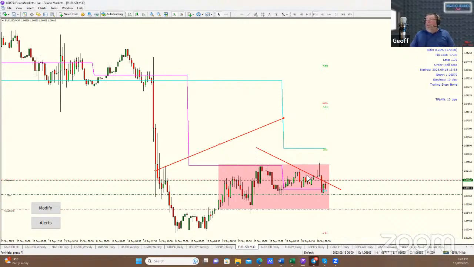Now, we've not only got a rejection of the top of the range, but we've got not a lower high, but a break of former resistance, now support, and a retest of that support, now resistance. Not only that, I've got what I call a double cross of the daily pivot. Double cross means we've had a decisive candle that's closed either below or above the daily pivot, and it's got to be the first time.